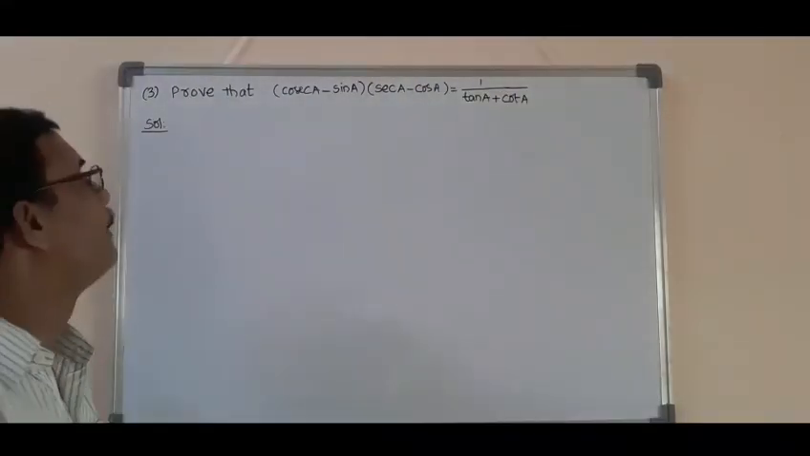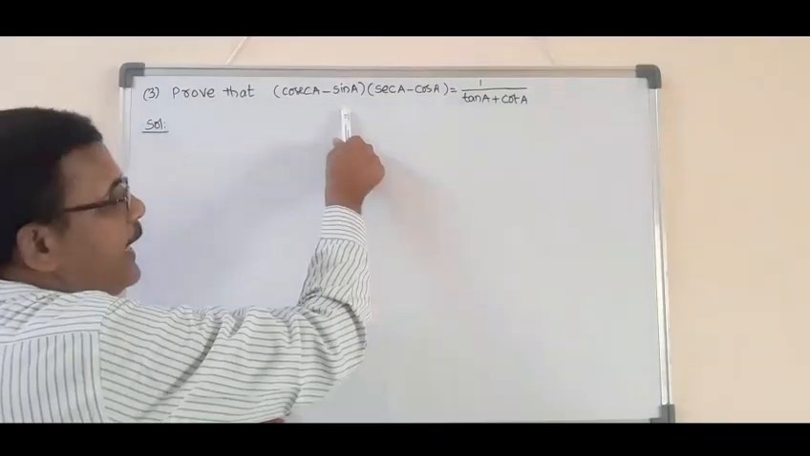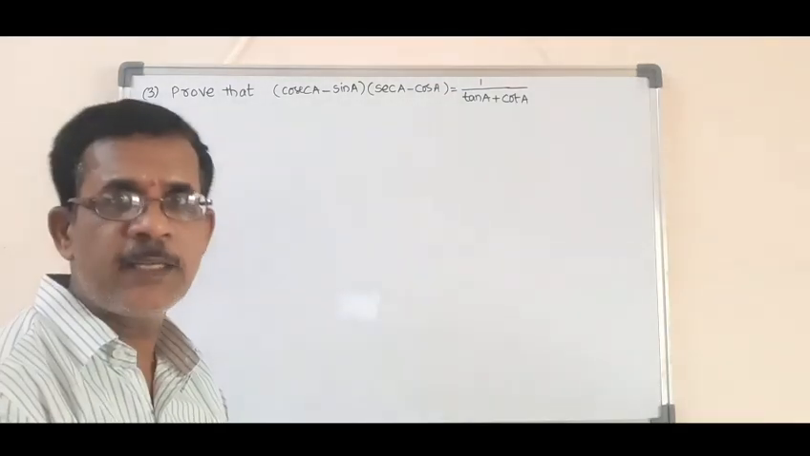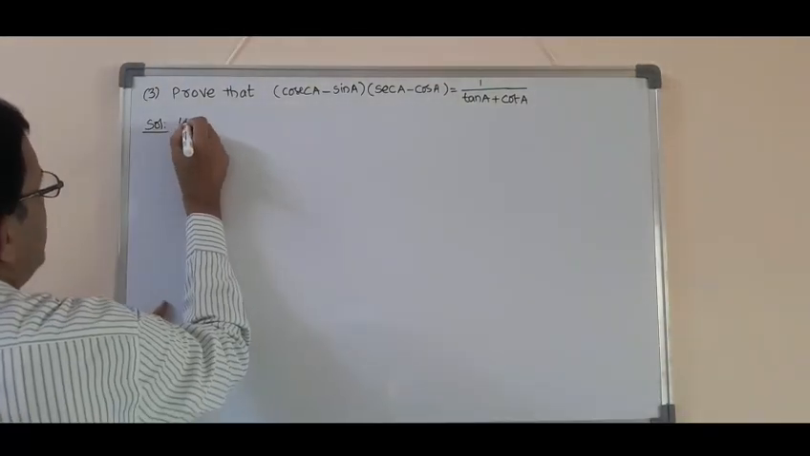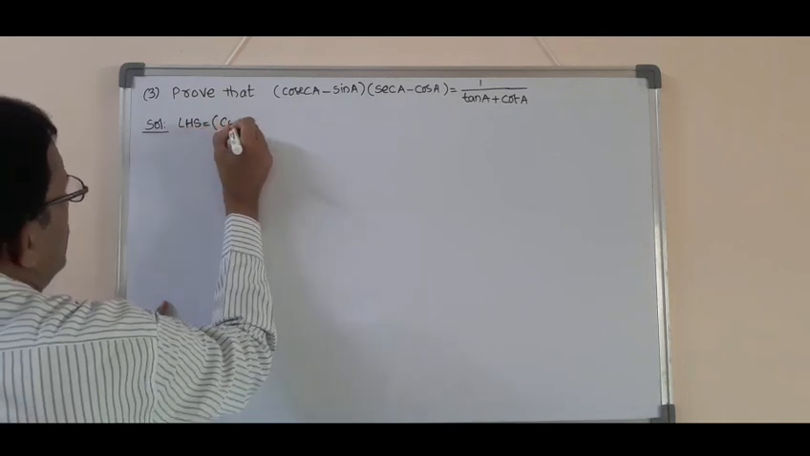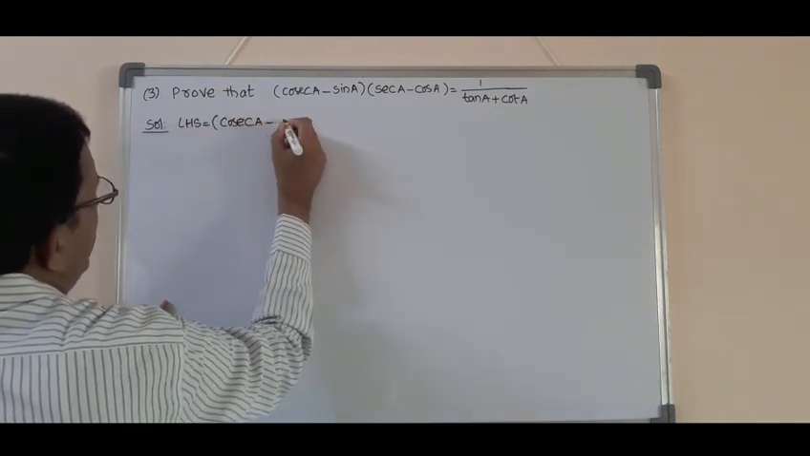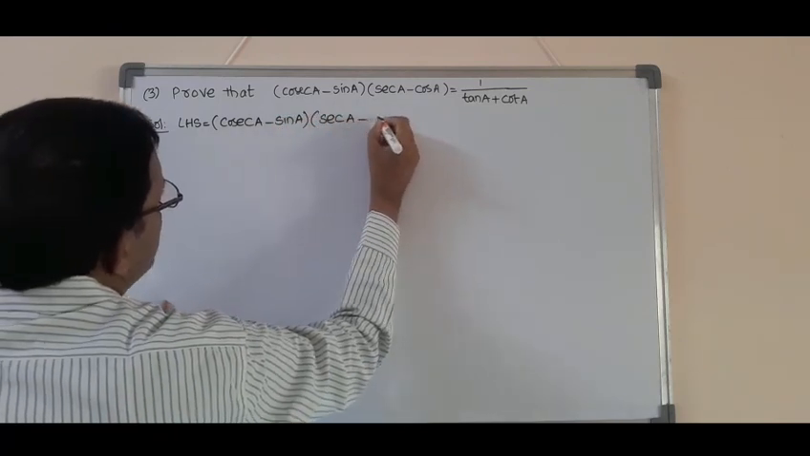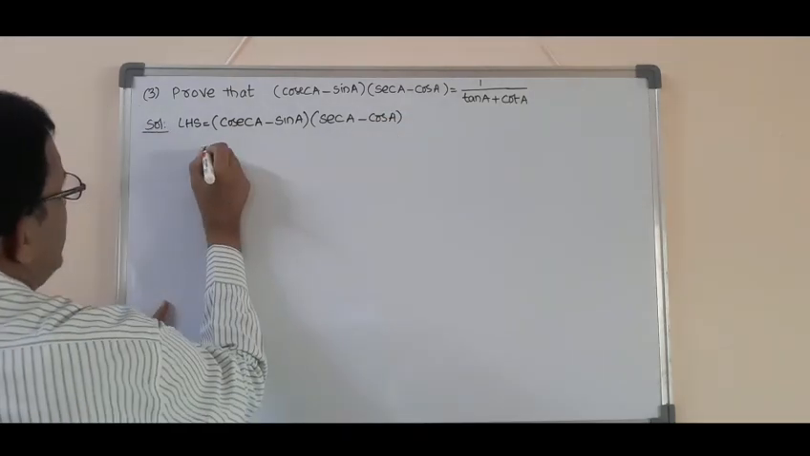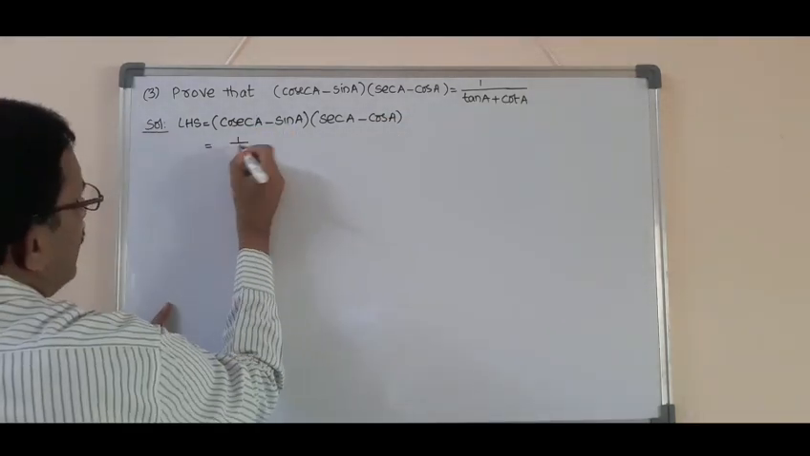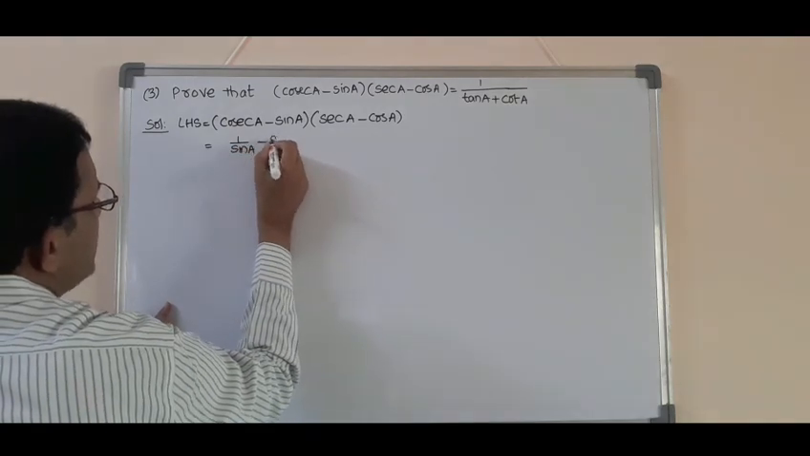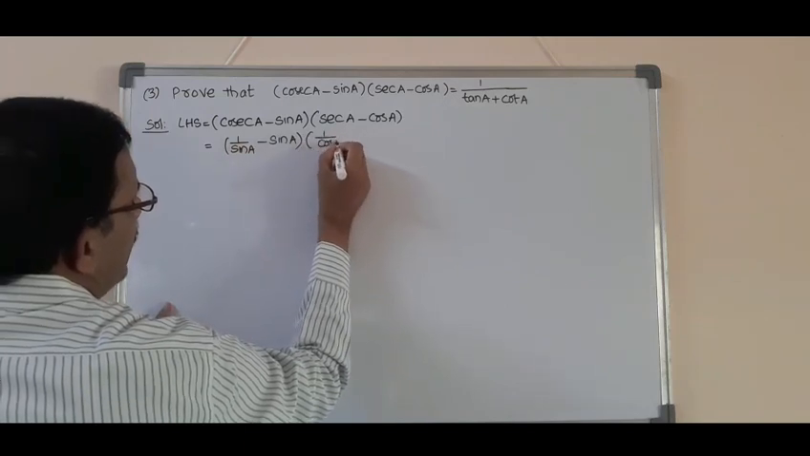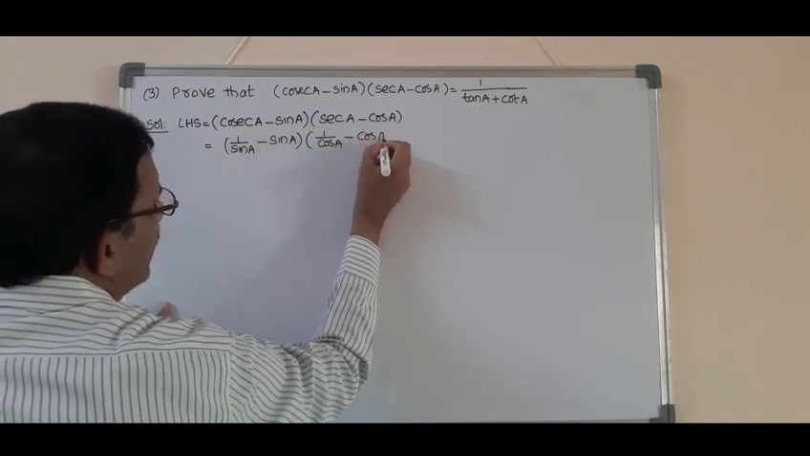Next problem. Prove that (cosec A minus sin A) into (secant A minus cos A) is equal to 1 by (tan A plus cot A). LHS: (cosec A minus sin A) into (secant A minus cos A). This is equal to (cosec A, that is 1 by sin A, minus sin A). In the same way, (secant, 1 by cos A, minus cos A).